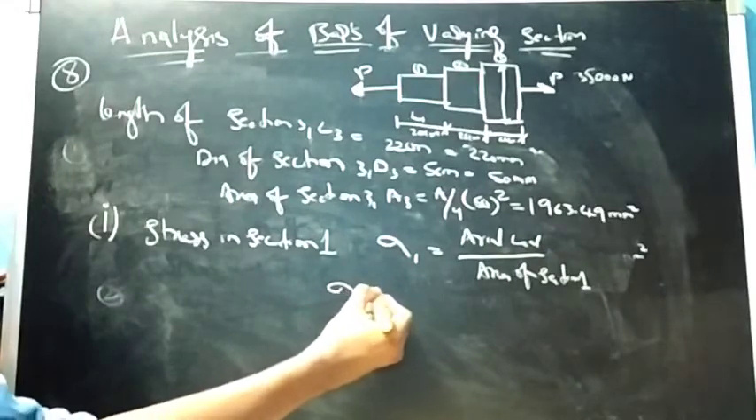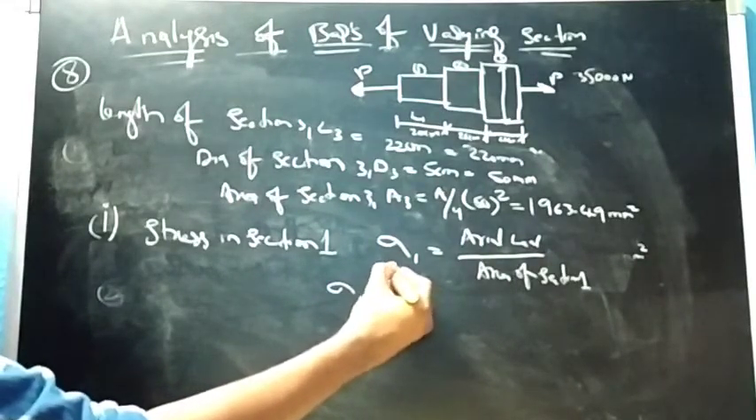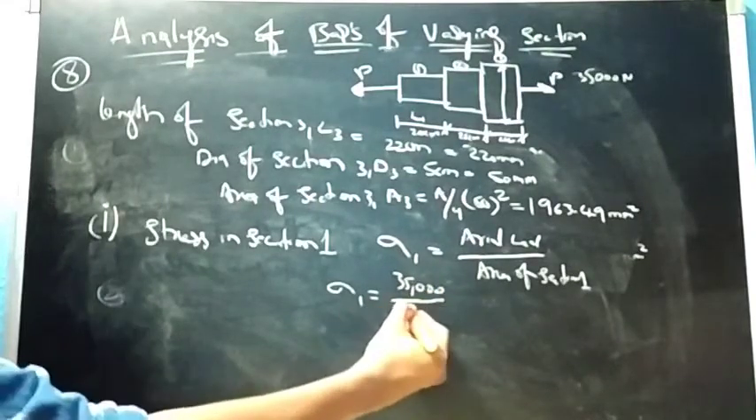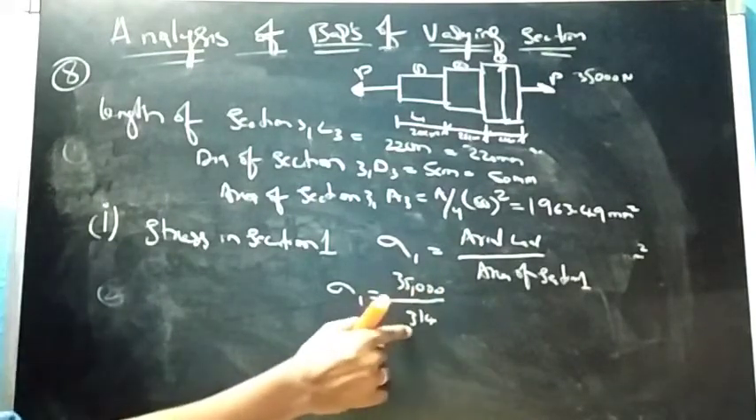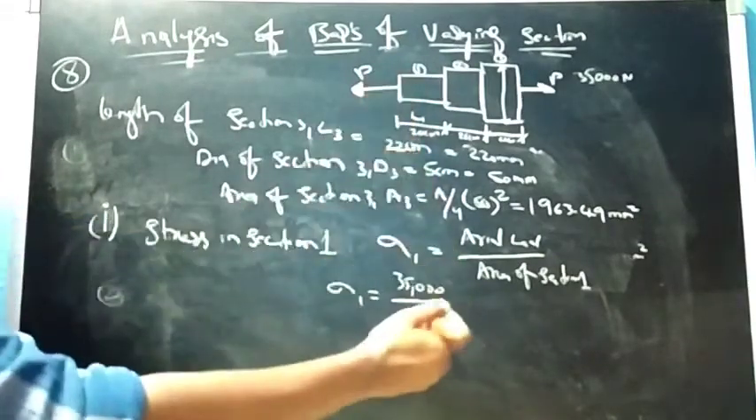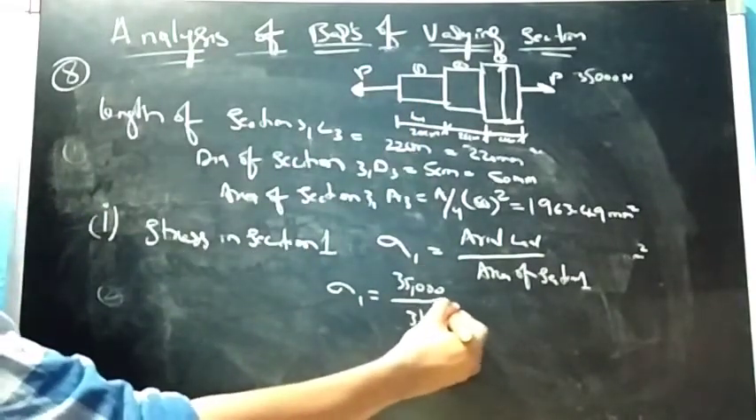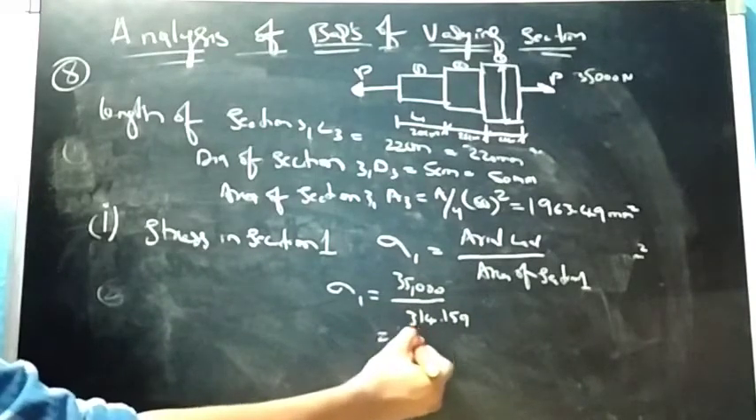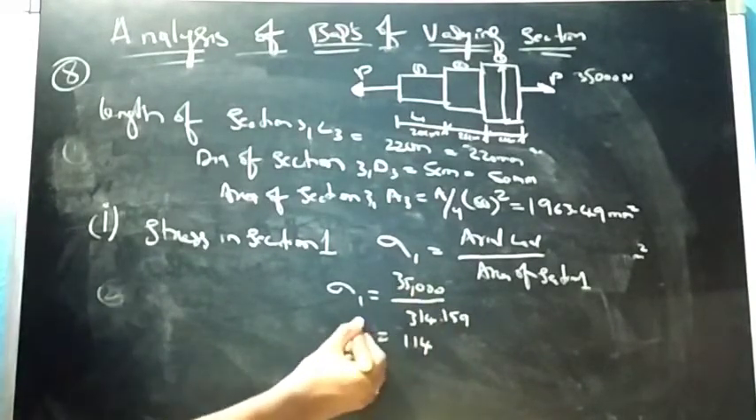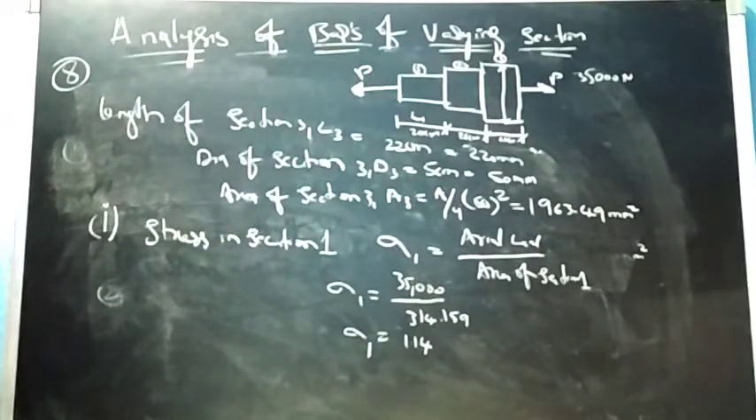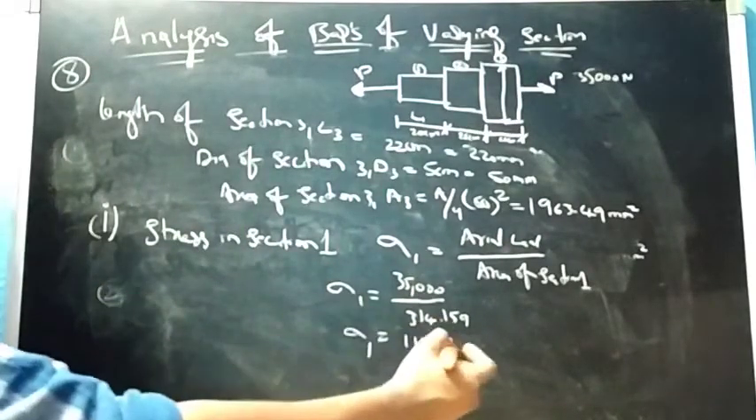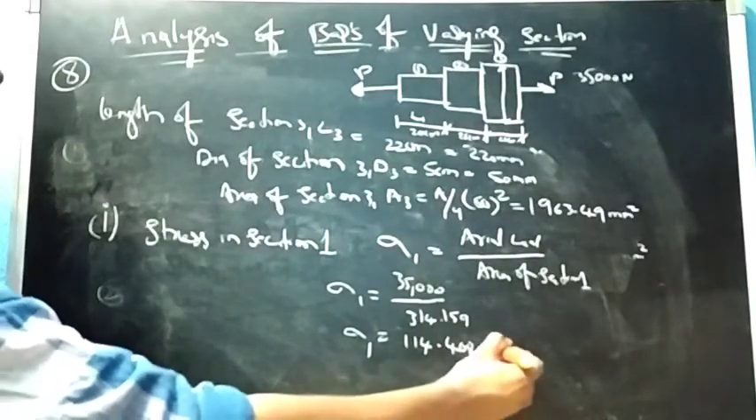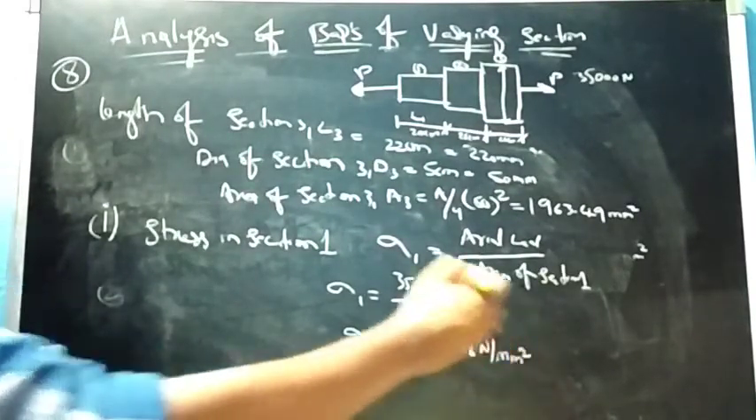So sigma 1 equals 35,000 newtons upon 314, which is the area of section 1.159, and the answer for section sigma 1 will be 114.408 Newton per mm square, that is the units for stress.